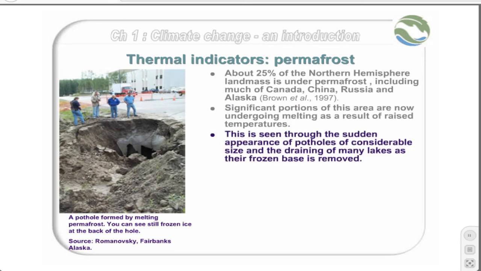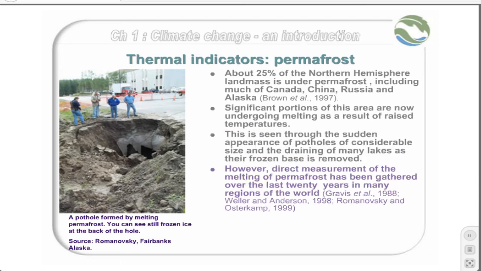This has been seen through the sudden appearance of potholes of considerable size and the draining of many lakes as their frozen base is removed. In addition, direct measurement of the melting of permafrost has been gathered over the last 20 years in many regions of the world. Onset, magnitude, and extent of the permafrost melting, however, varies from area to area.